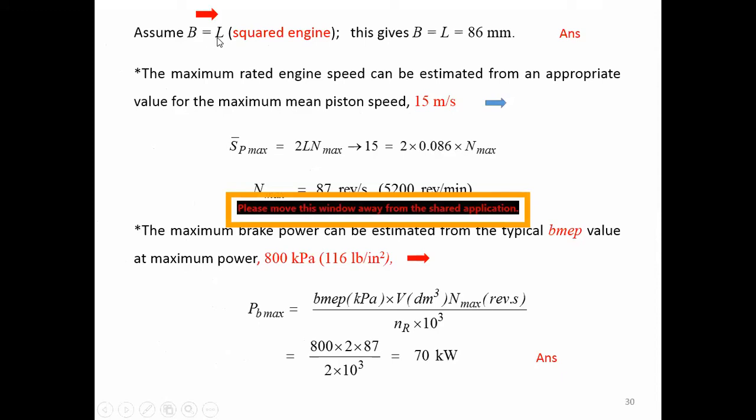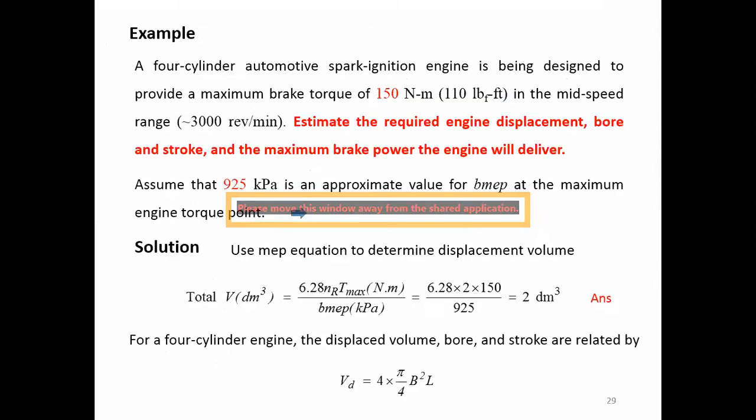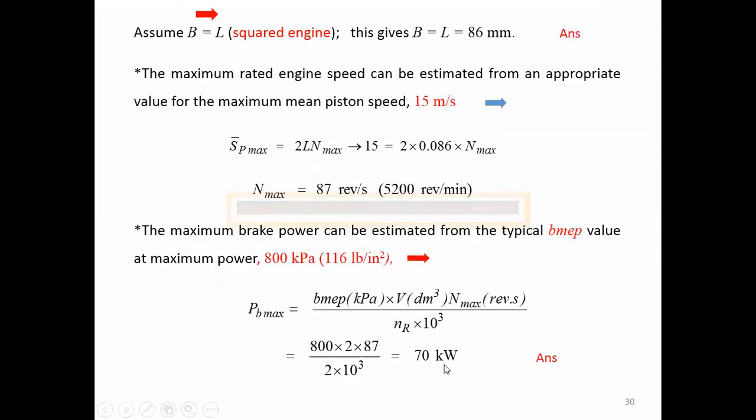When bore equals stroke, we have a special name for this engine. They call it a square engine. So when bore equals stroke, we can easily solve these equations in order to come up with the number for bore and the number for stroke here. Okay, so we have bore and stroke equal to 86 millimeters.